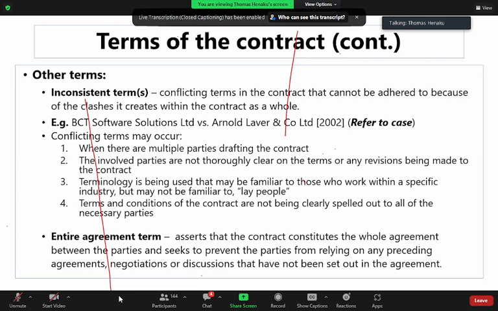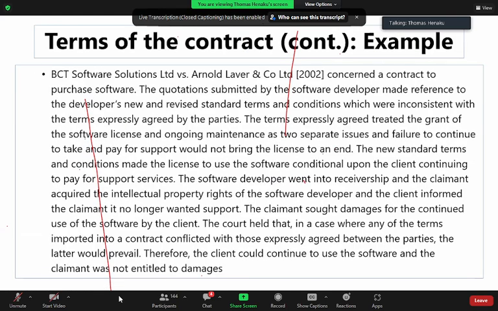So let's take a look at the example here. I want you to read this example. All right? Take a minute and read this, and let's digest something here.